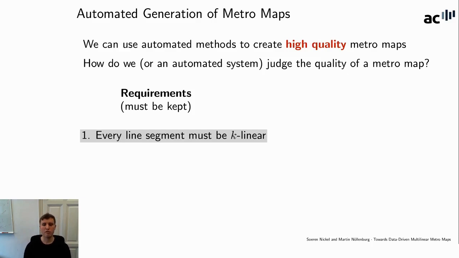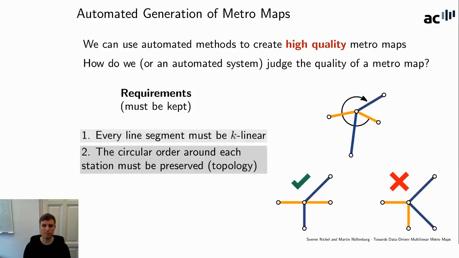So first, every line segment must be k-linear. This is obvious, and we have already seen that this is something that we want in an output metro map. Second is we want to preserve topology. This just means that if we go in a circle around a station, the encountered edges must be the same as in the input. So on the right we have blue, blue, orange, orange, which is not the order that we have in the input, so the right solution here is not legal.